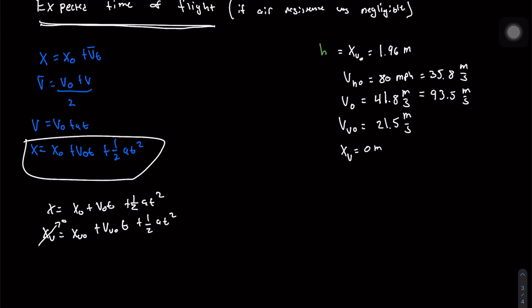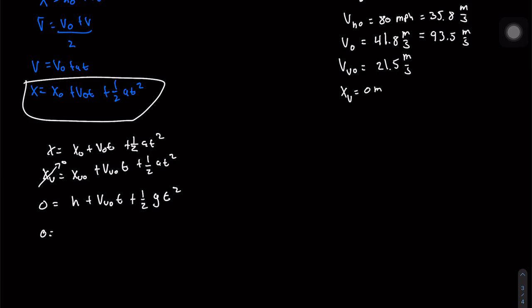The final vertical position was 0. So 0 equals, and the initial vertical position equals h. So h plus the initial vertical velocity times time plus 1/2, and gravity is the acceleration of this, times t squared. So 0 equals 1.96 meters plus 21.5 meters per second T plus 1/2 times negative 9.8 meters per second squared times t squared.